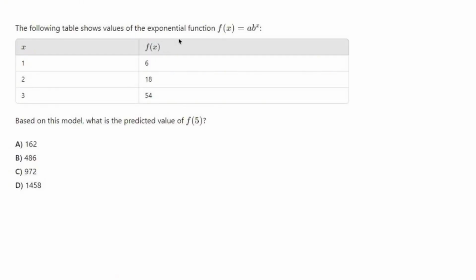The following table shows values of the exponential function f of x equals a to the bx, where your x values are 1, 2, and 3, and your f of x's are 6, 18, and 54. Based on this model, what is the predicted value for f of 5? Now, if we're going to set something up that's in the form a times b to the x, your a is going to be whatever your initial value is when x equals 0. Your b is going to be my common ratio, whatever it is that I do to get from one number to the next. Issue number 1 is I don't know what happens when x is 0.